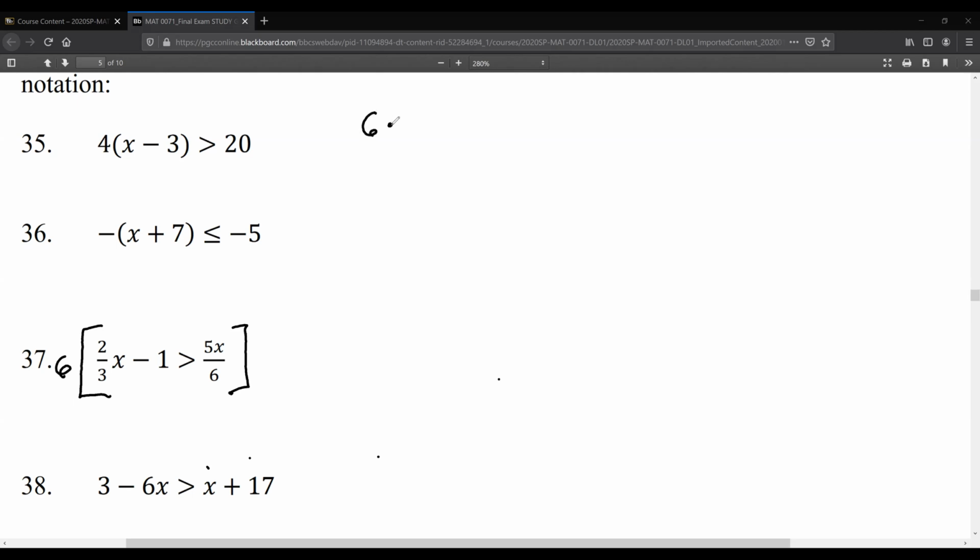You're going to take 6 and multiply by 2/3 x. You're going to take 6 and multiply by 1, greater than 6 times 5x over 6. I just kind of wrote it out since I have a big board here. So 6 times 2/3 is 2 times 2, this becomes 4x minus 6 is greater than, these two cancel, greater than 5x.